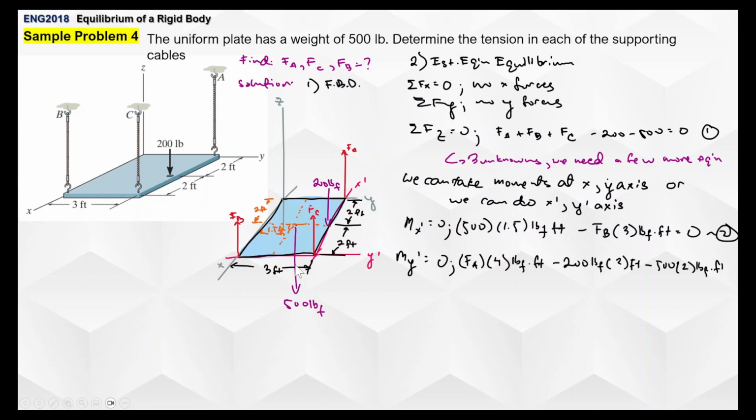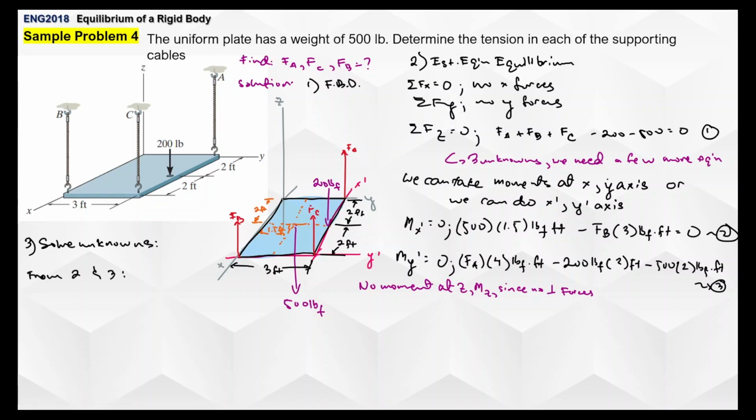And then from here, rotation about the y prime axis, about here. So you eliminate how many forces? 2. You eliminate FB, you eliminate FC, leaving you with 500, 200, and FA. So you will now have a moment FA times 4, 2 plus 2, 4, that's counterclockwise, minus 200 pound force times 2 feet clockwise, minus 500 times 2 feet, since it's also clockwise. And that will be your equation 3. And there will be no moment at z since there are no perpendicular forces.